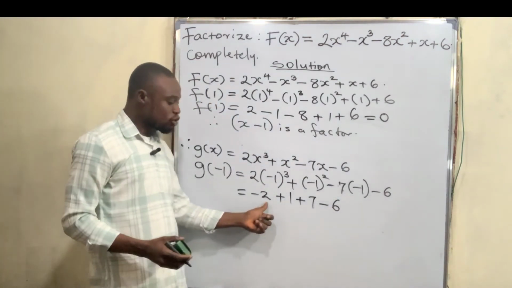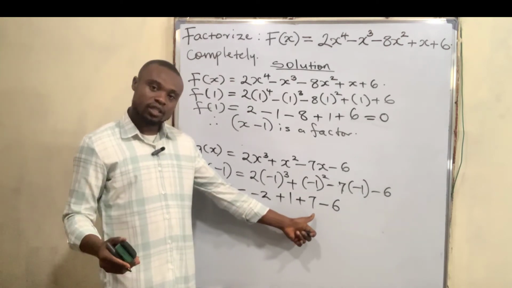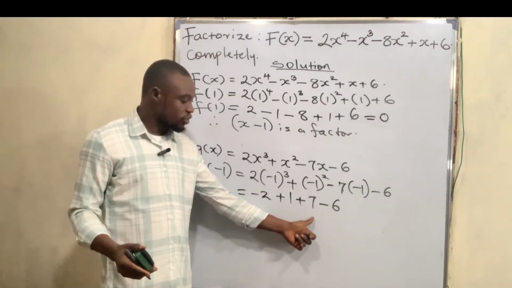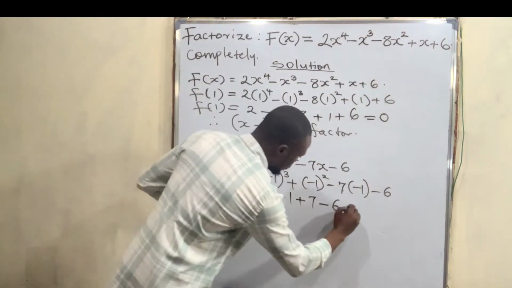Okay. Now, minus 2 plus 1 gives us minus 1, right? Plus 7 reduces to 6. Now, 6 minus 6 is 0.